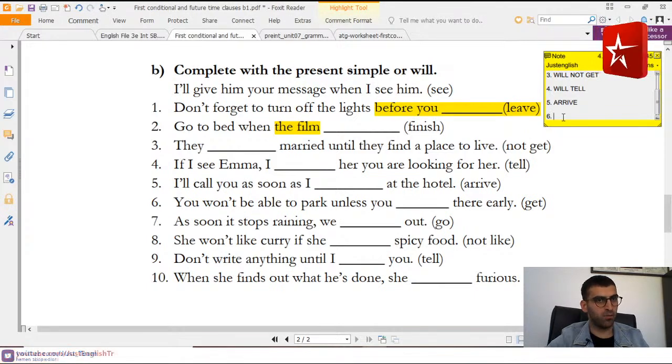And number 6, you won't be able to park, not speak. You won't be able to park unless you blah blah blah there early. Yes, they say get. Okay, they have already written. Get is the correct answer for number 6. You won't be able to park unless you get there early. And number 7, as soon as it stops raining, we blah blah blah out.